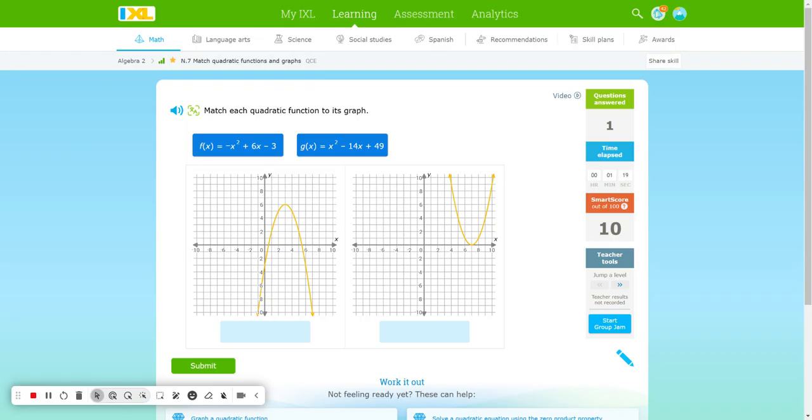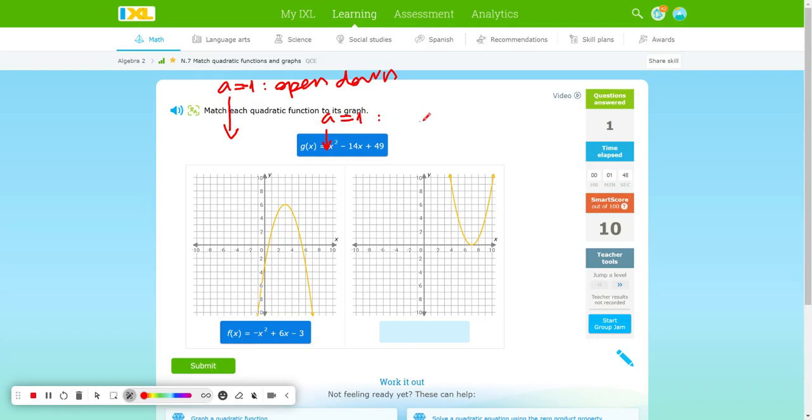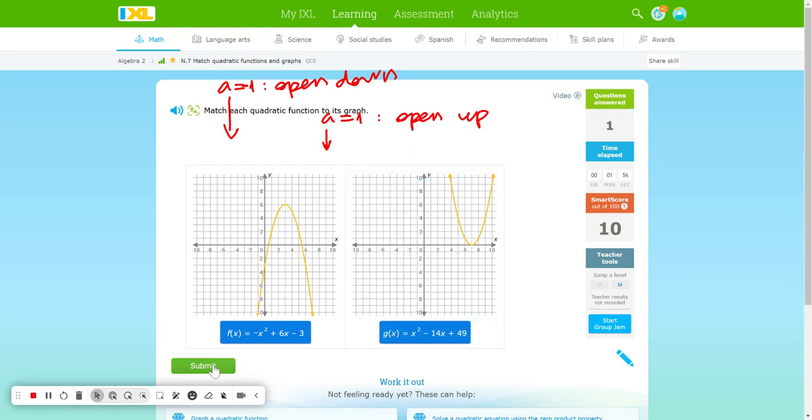Same thing. You got two graphs, one opens up, one opens down. We just go over the a value. The a value right there happened to be -1, so this one had to open down. I can drag this to the open down parabola. The other one, the a value happened to be number 1, so this positive a had to open up. I can drag it to the other one. Done. Submit.